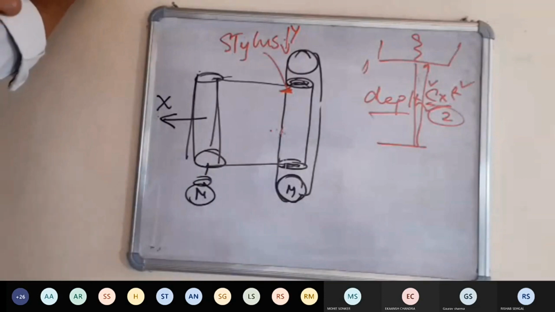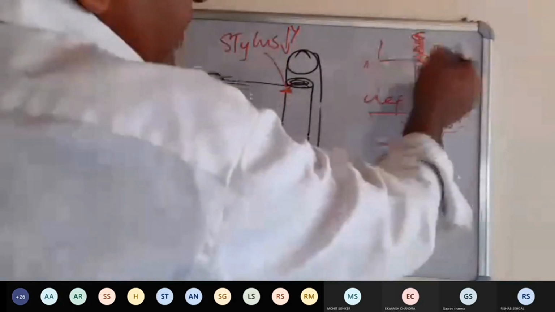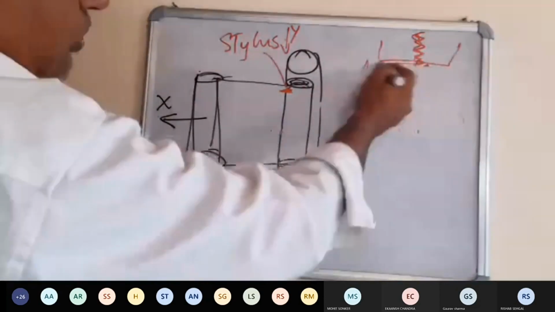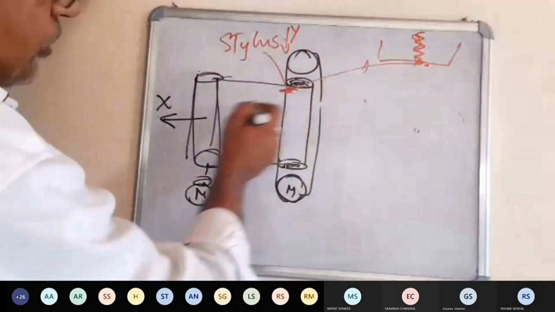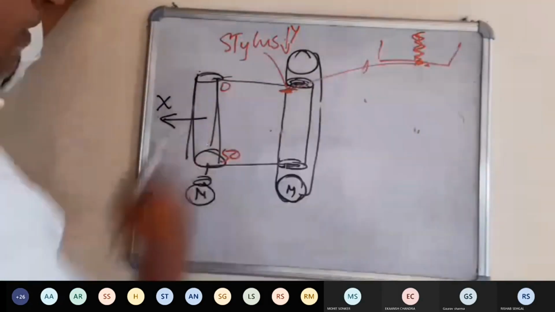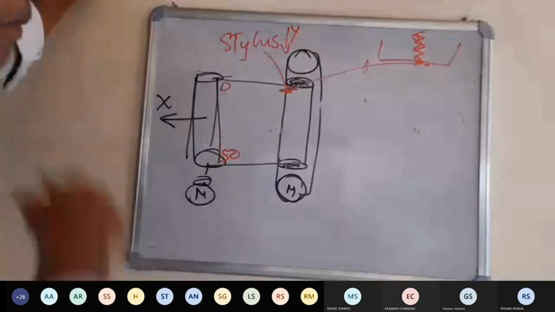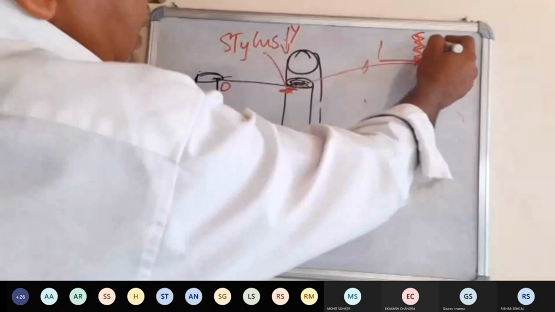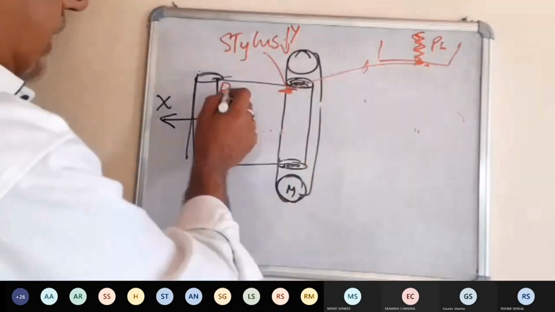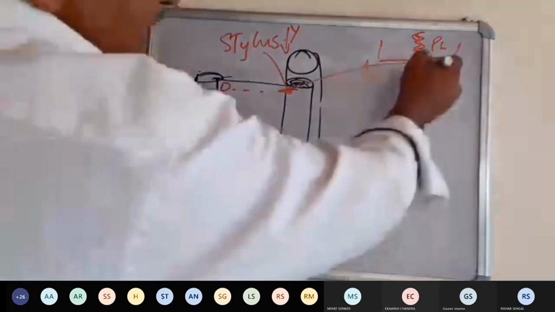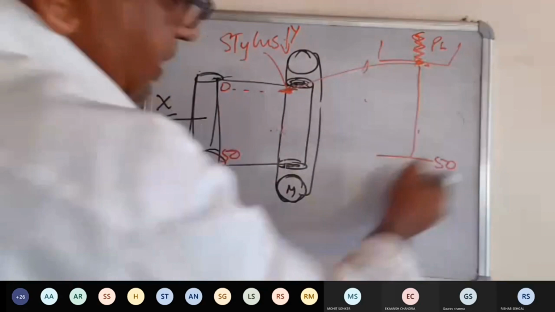Now how is it working? When the pulse is just beginning, it is so synchronized that the stylus is at the 0 point. Let us say this is 0, this is 50 meters. The scale of the paper is 0 to 50. These two are so synchronized. When the pulse is starting from here, the stylus is at 0. Let us say the pulse goes 50 meters, you are reading 50 meters down.